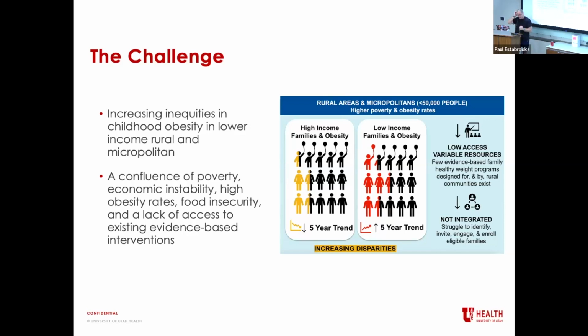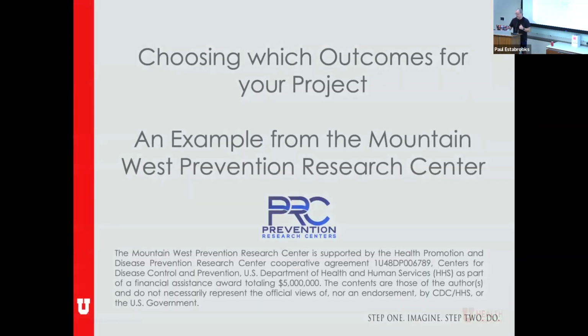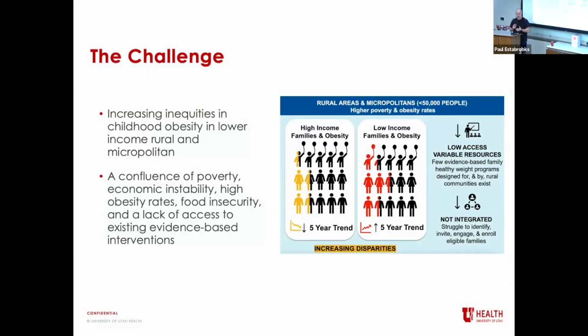Okay, so this is from, I don't know that I said it out loud, our Mountain West Prevention Research Center. This is our core research project that I'm going to talk you guys through a little bit here. We used the iPARIHS framework and RE-AIM in our framing of this study. And we also developed it in collaboration with a lot of different types of partners, but I'll walk through this.